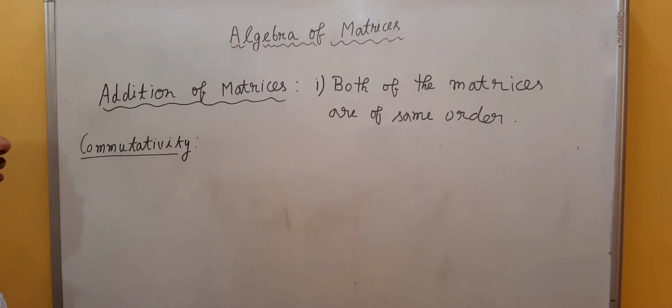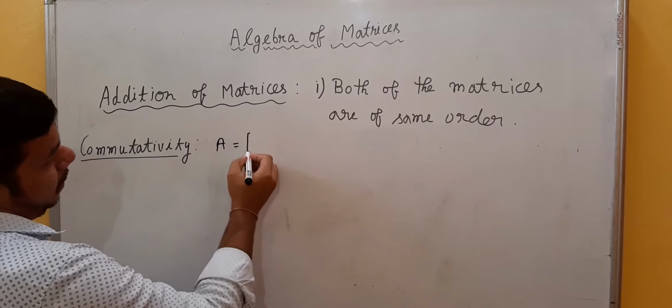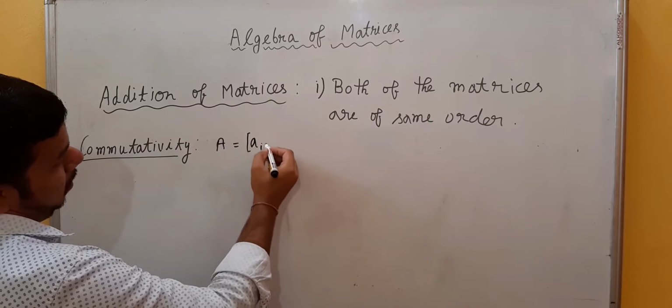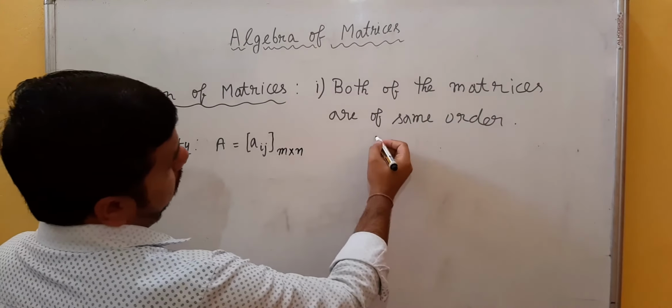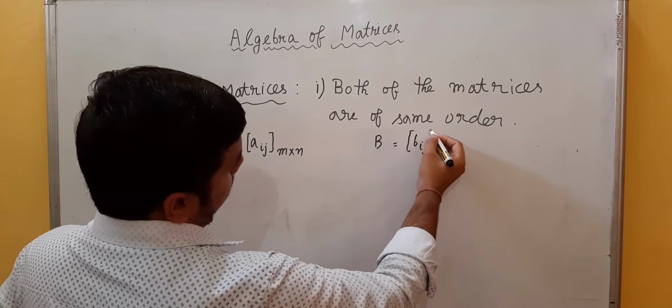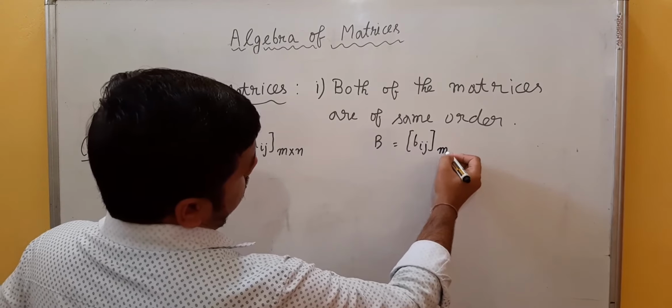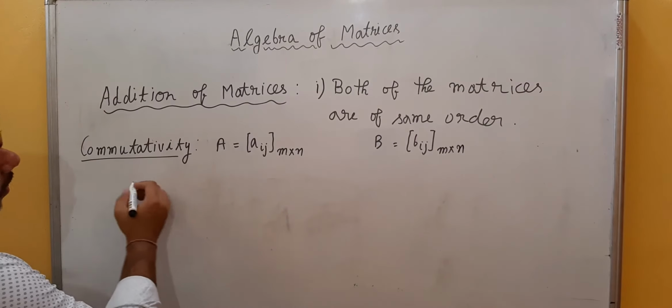Commutativity of addition. Let us take two matrices A, Aij, its order is m cross n, and another matrix B, Bij, m cross n. Now let us check. We have to check.